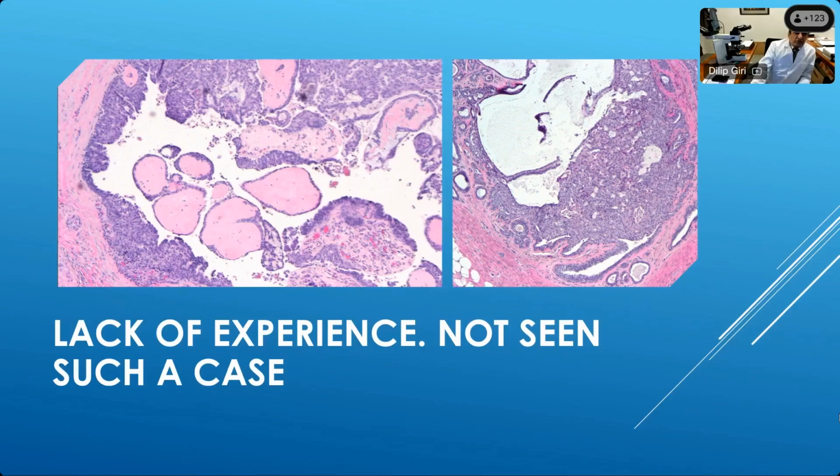So there are two lesions. Both look kind of alike, somewhat alike. They look papillary, they look hyperplastic. So one of these is malignant and one is benign. But if you haven't seen these types of lesions, you may either call both of them malignant or both of them benign. But if you have seen something like this previously, then you will know how to address this problem.